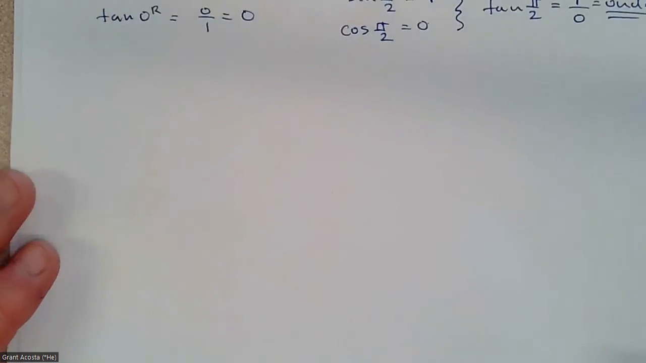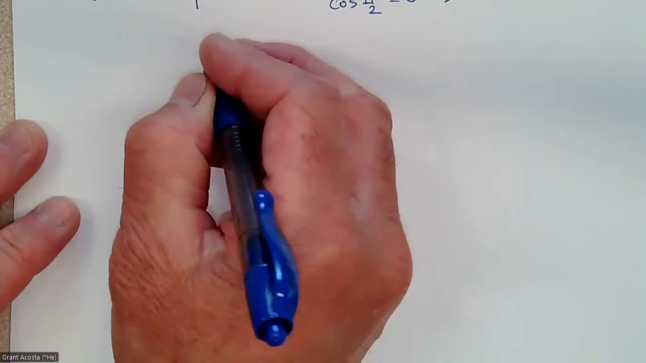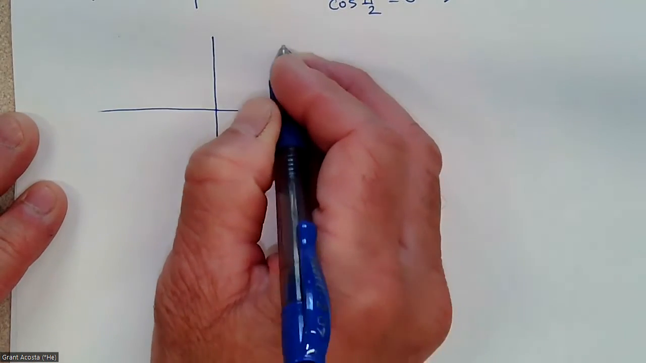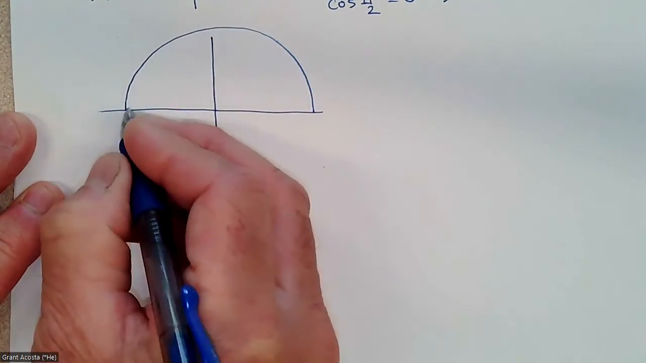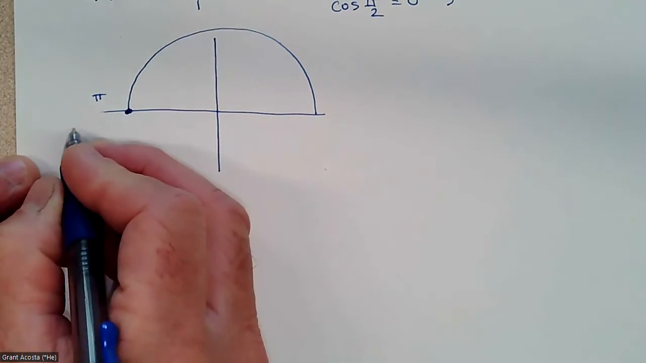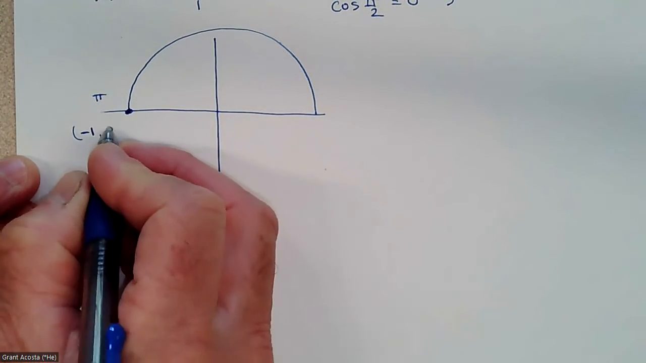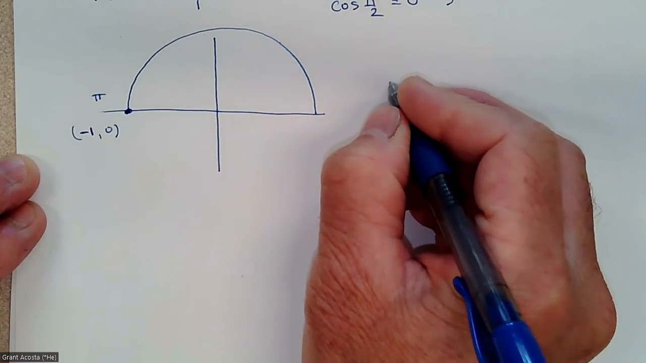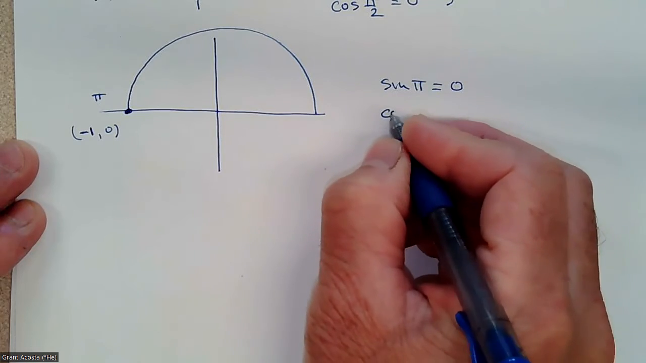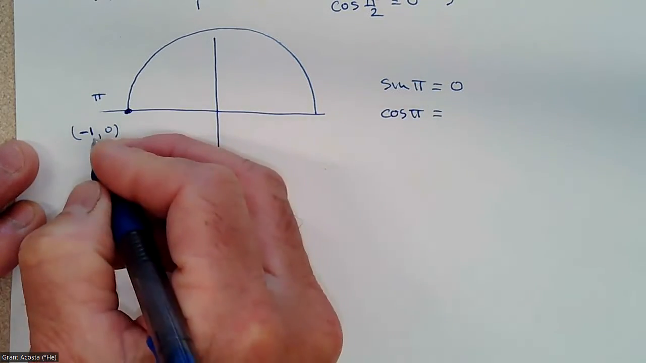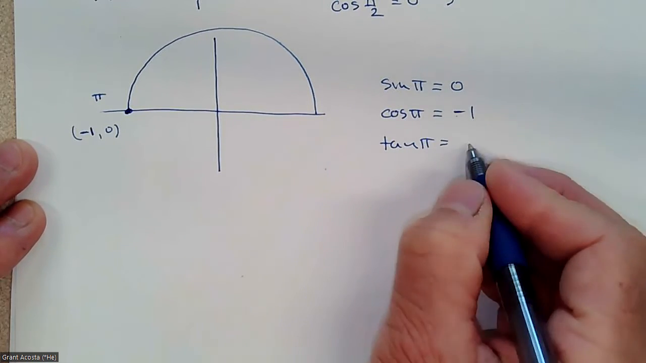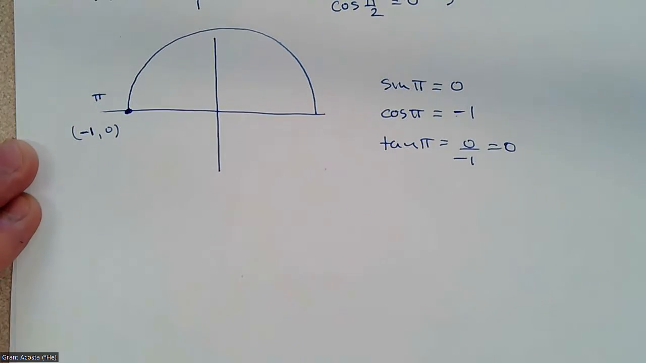Okay, if you're doing pi, just reconstruct this. What you'd want to think about is on your unit circle, pi is right here. What would be the coordinate on a unit circle here? My x value would be -1, my y value would be 0. So the sine of pi, the y value, is 0. Cosine of pi, the x value, is -1. Tangent of pi is sine over cosine, which is 0.